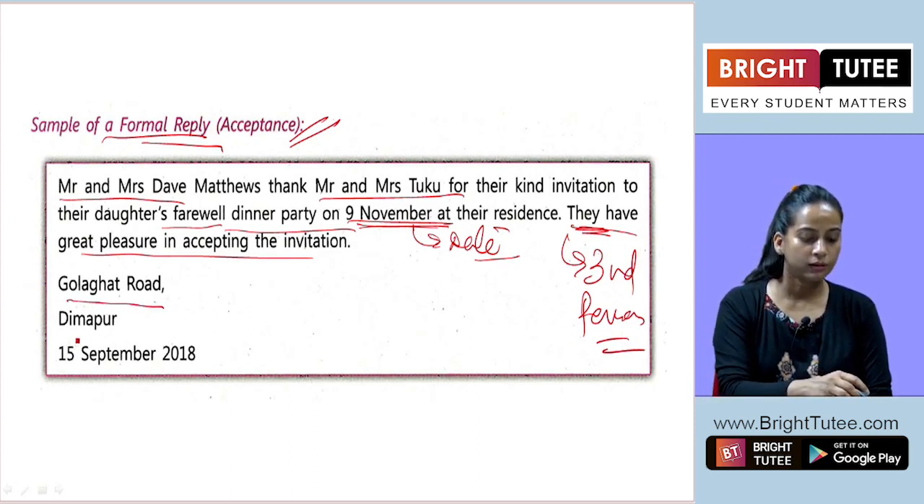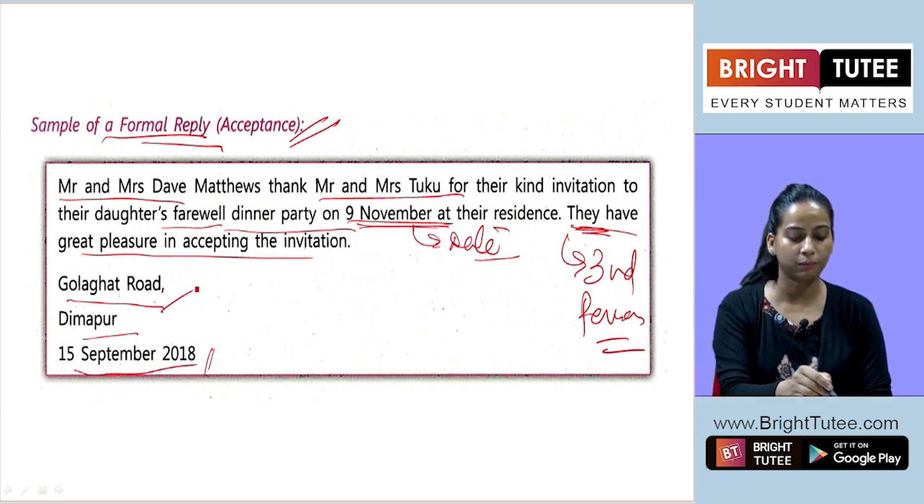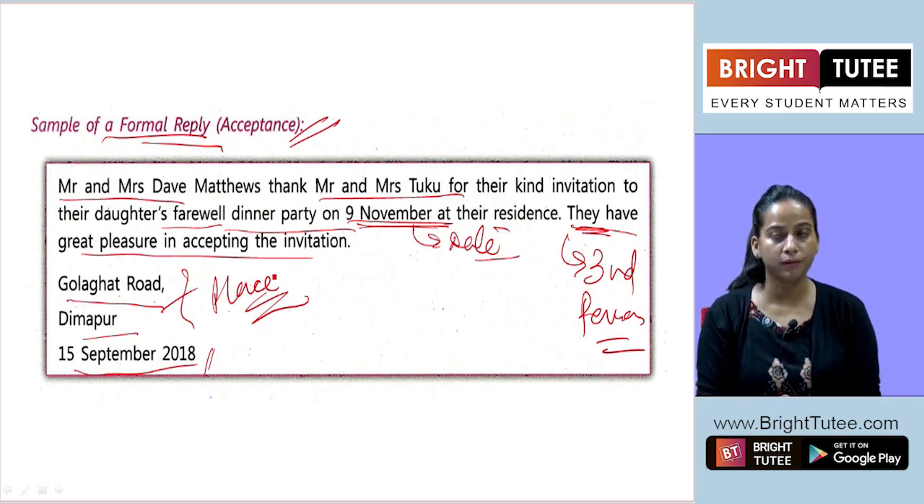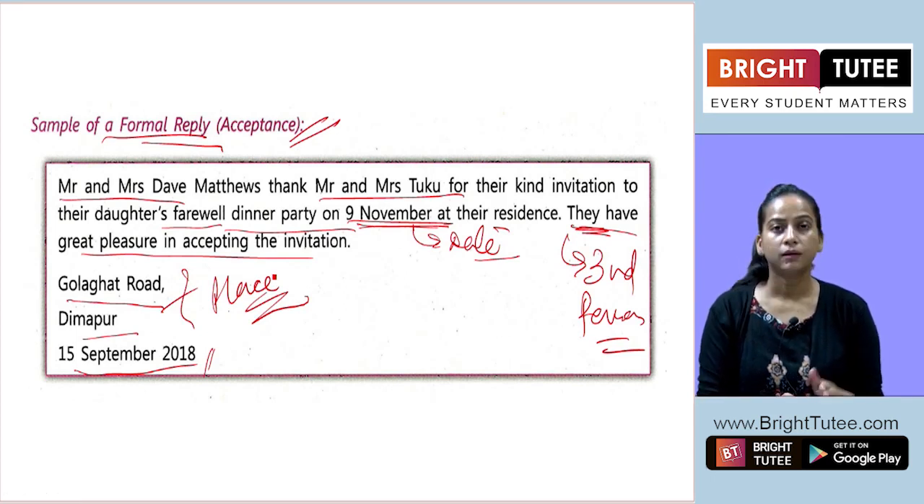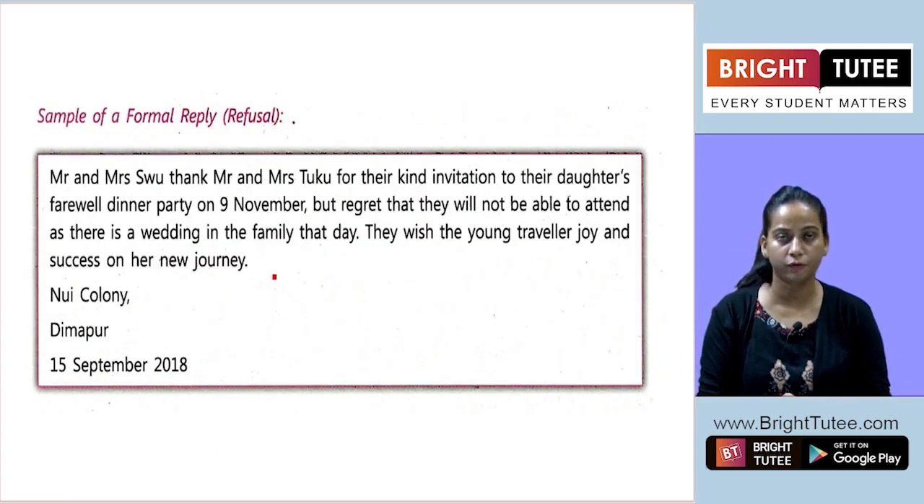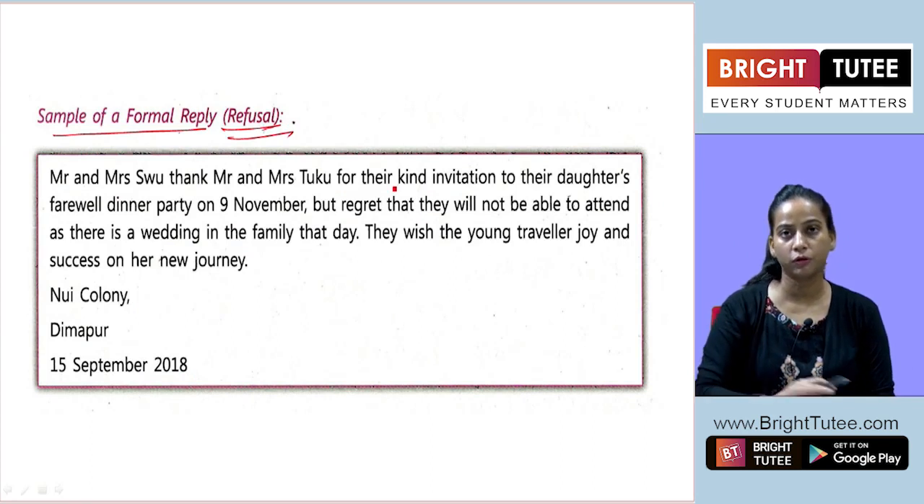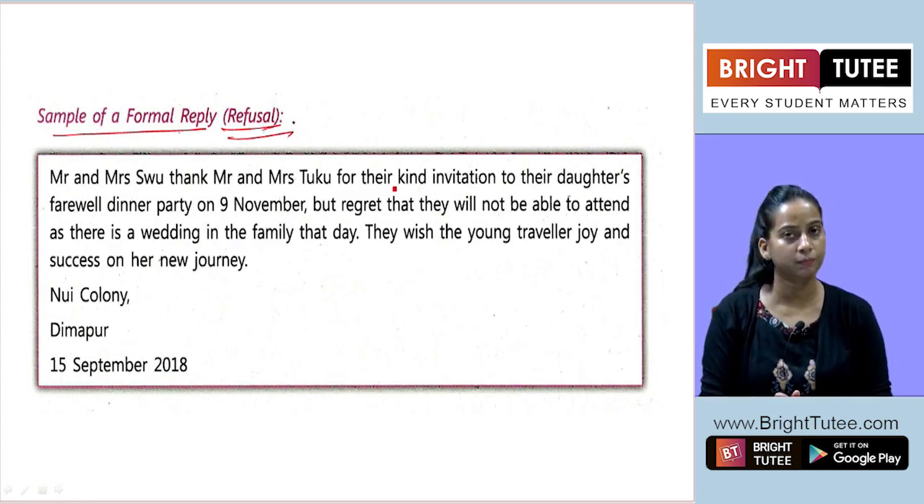Golaghat Road, Dimapur, 15 September 2018, and the date will be mentioned, the place will be written here. So this is the format of formal reply when you are going to accept the invitation given to you. The other formal reply we will see is going to be of refusal. Formal reply where you are going to refuse, you are not able to be a part of that particular occasion or the event.